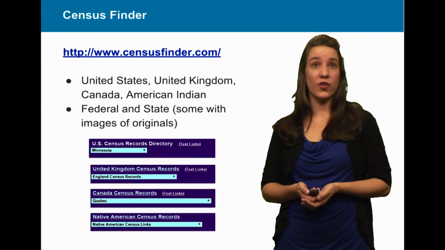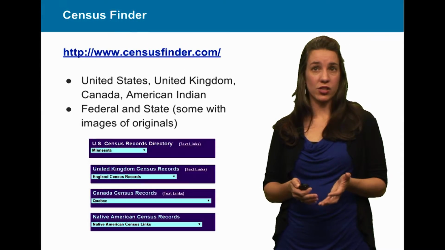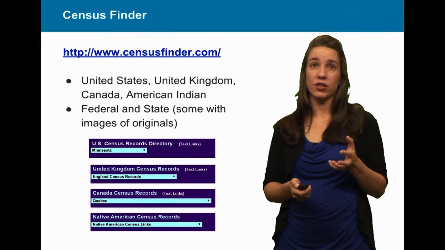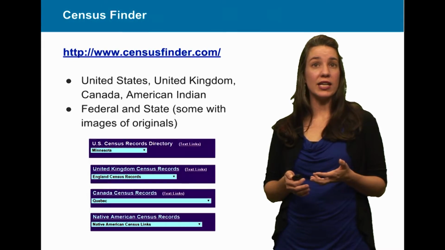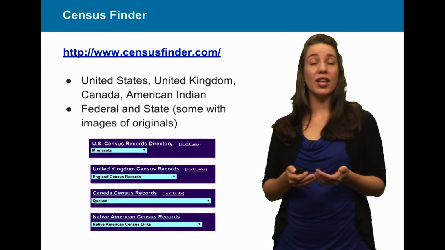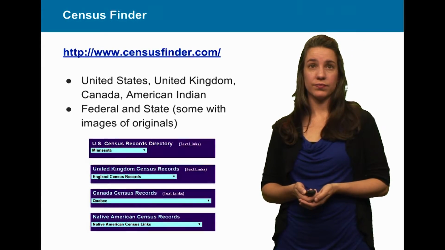Census Finder is another good place to find a whole collection of census records. You can look by a particular state. You can even look in the United Kingdom, Canada, and some American Indian records. They have both federal and state census records.